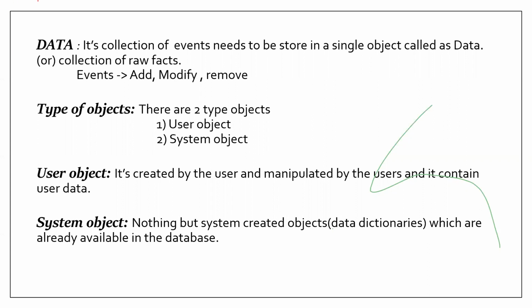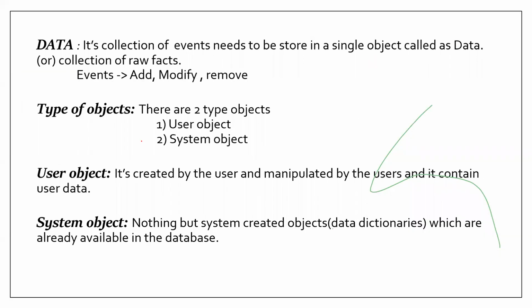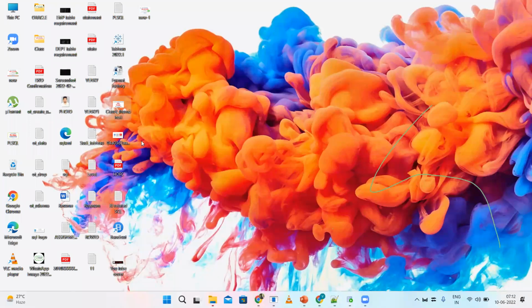Okay, there are two types of objects in our database. One is the user object, one is the system object. A user object is nothing but created by the user, manipulated by the user, and contains the user data. A system object is nothing but created by the system, not the user. Who is the user? Whoever is having access to the database, those all are the users for the database.